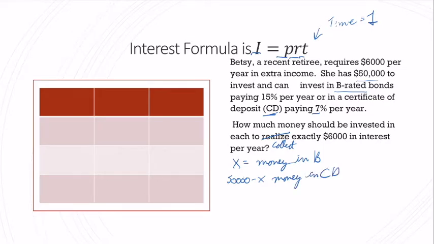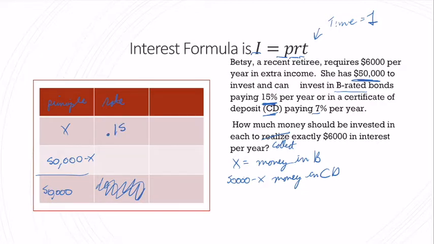Now this works, because if I take the sum of x and 50,000 minus x, I get back to 50,000. So here's our principal that we're investing. We're going to invest x, or 50,000 minus x. And if I add these up, I do get 50,000. We're going to ignore this one. Next, I need to talk about my rate of interest. For B, it's 15%, but we don't want to write that as 15%. We need to write that as a decimal, so I'm going to have 0.15. For my certificate of deposit, it's 0.07. And I'm going to multiply these together to find my interest.